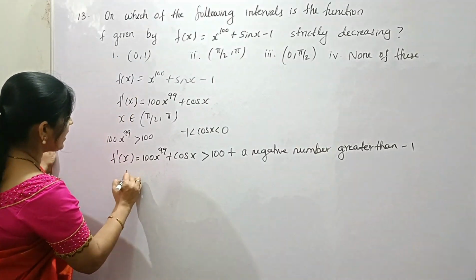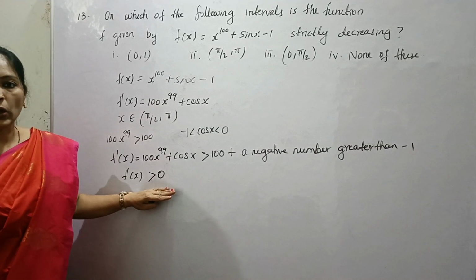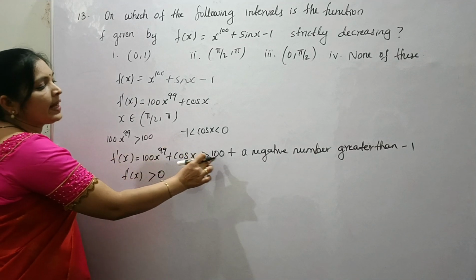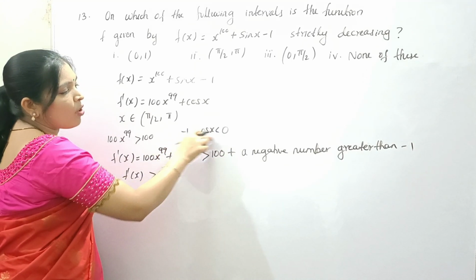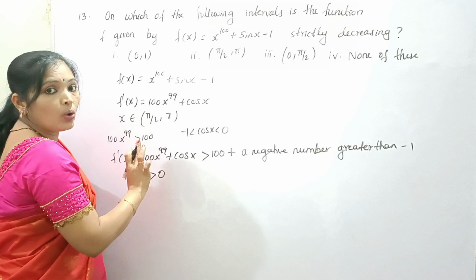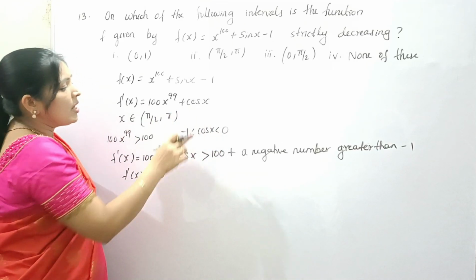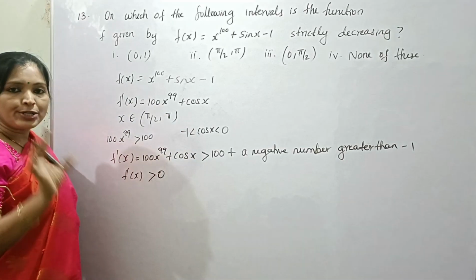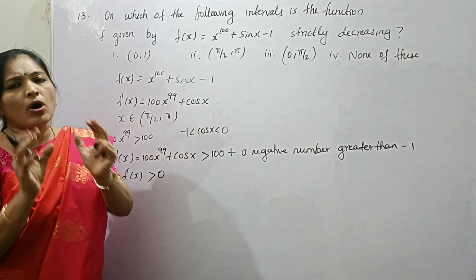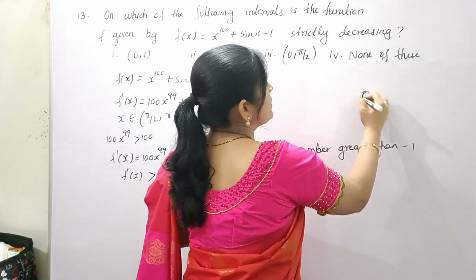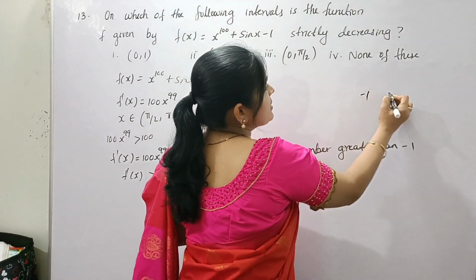Hence f dash of x is always greater than 0, because this term is greater than 100 and cos x is a negative number. Why? Because the values of cos x are between minus 1 and 0. That means cos x is less than 0, so cos x is negative, but it is greater than minus 1. Greater than minus 1 means the negative of a small value. Suppose, sorry, minus 1; less than minus 1 means it is minus 2.